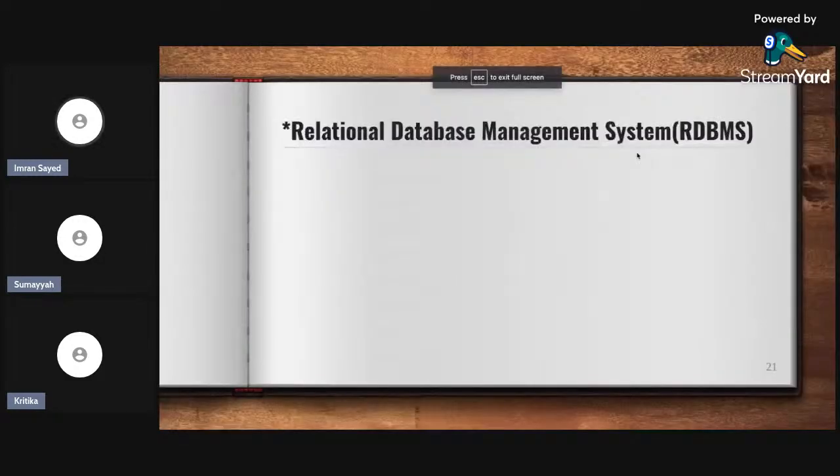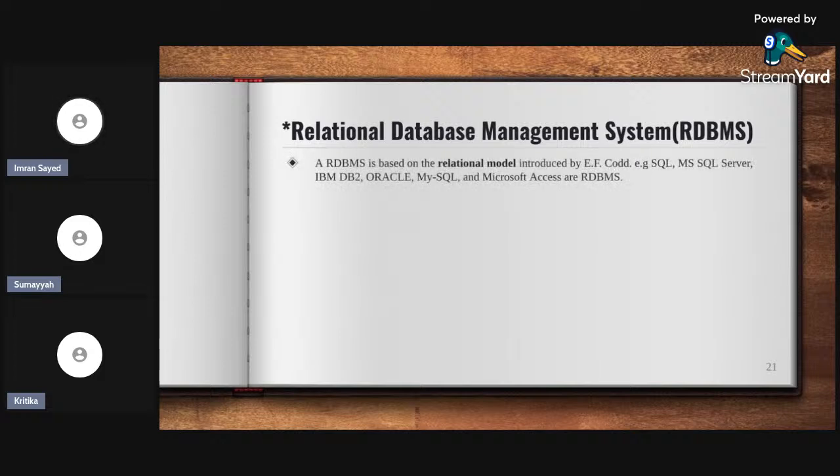So let's repeat, what is a relational database management system? Well, it is based on the relational model. That's the word you need to remember. It's based on the relational model, and some of the examples are MySQL, Oracle, SQL, all of these. It uses tables to store the data. Each of these tables is called a relation, which contains your rows and columns.